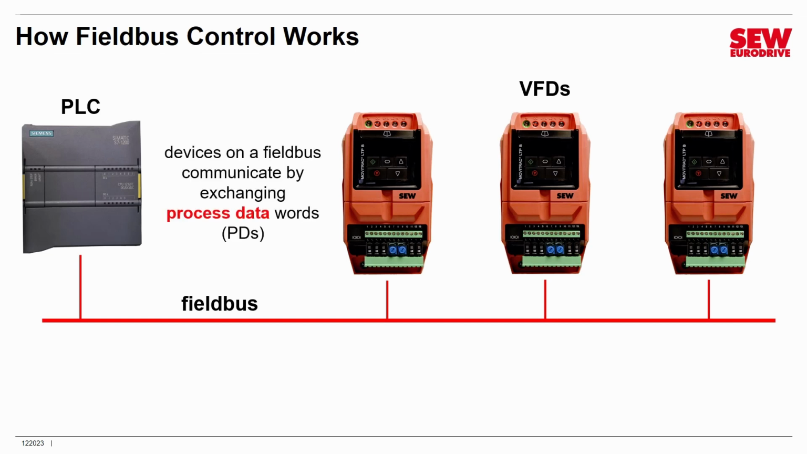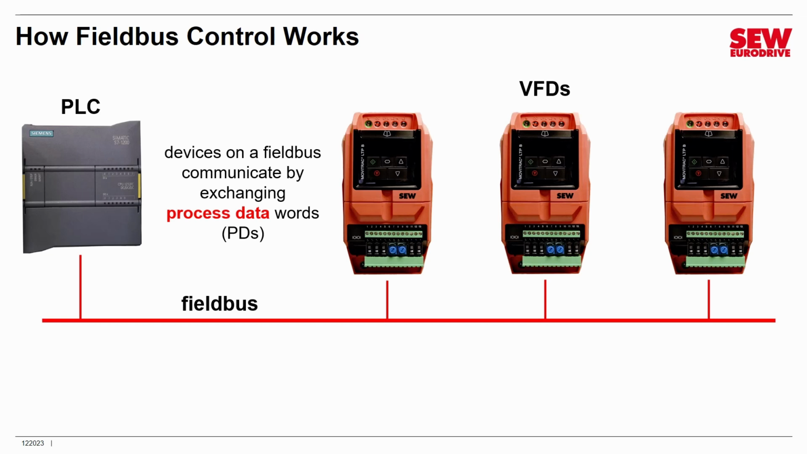Devices on a field bus communicate by exchanging what are called process data words, or PDs. Process data words are very, very important. We're going to spend this entire session learning about process data words because that is what your program running in the PLC has to create and then launch onto the field bus to control the VFDs. And the VFDs will send process data words back. It's up to your PLC program to take those process data words and interpret what they mean.